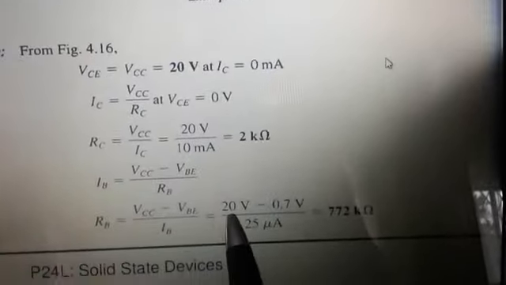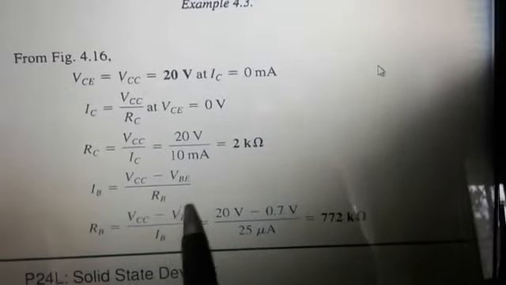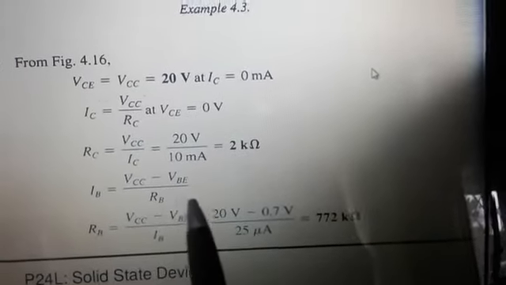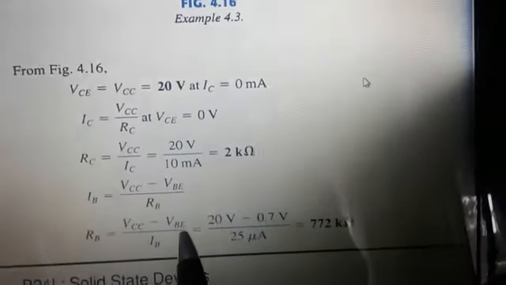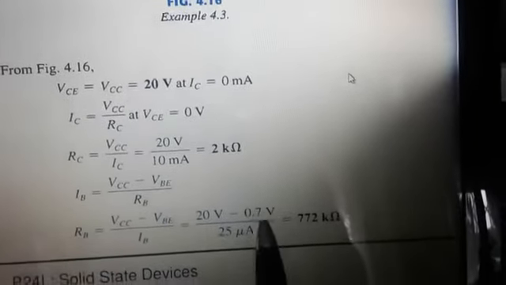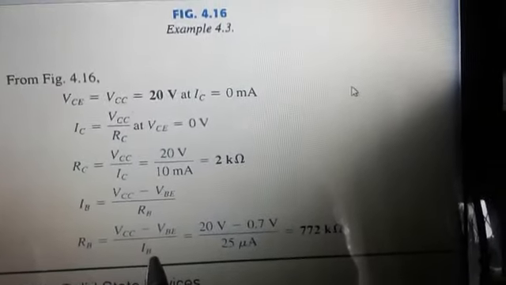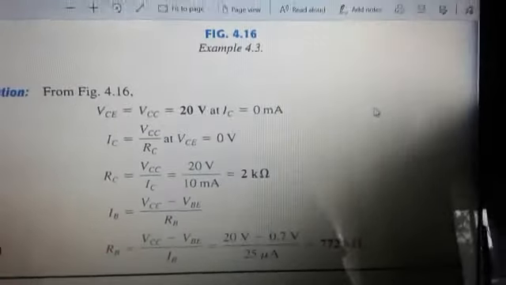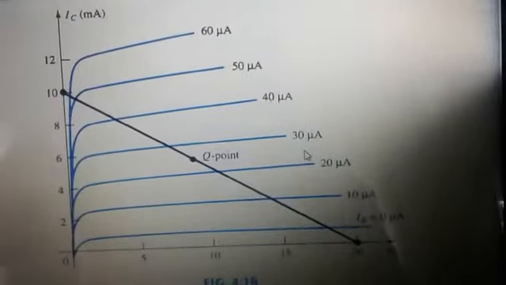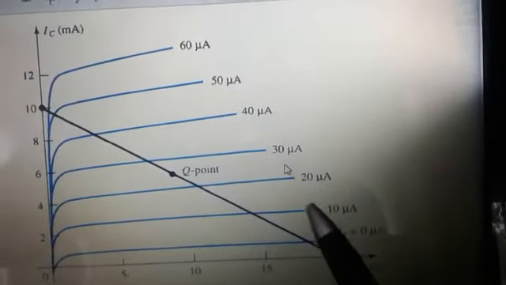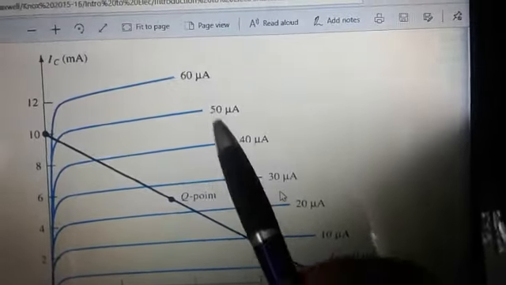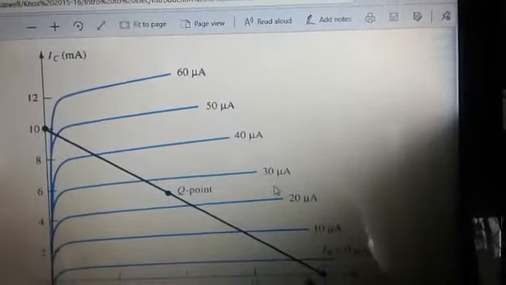So that's VCC, which is 20, minus 0.7, because we know that from now on our VBE, the base emitter junction, is 0.7, and our IB is 25 microamp. How did I know that my IB is 25 microamp? Now remember that these blue lines are the characteristic curves for the different IB values.